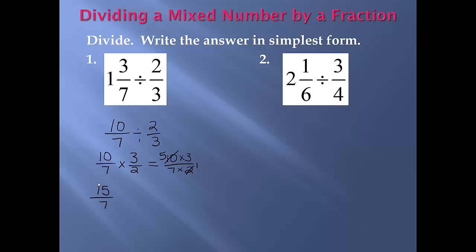We need to convert this improper fraction to a mixed number. So next we need to divide. We will have 15 divided by 7. 7 goes into 15 2 times, because 2 times 7 is 14. Now we can subtract and we will get 1. So now our answer becomes 2 1/7.